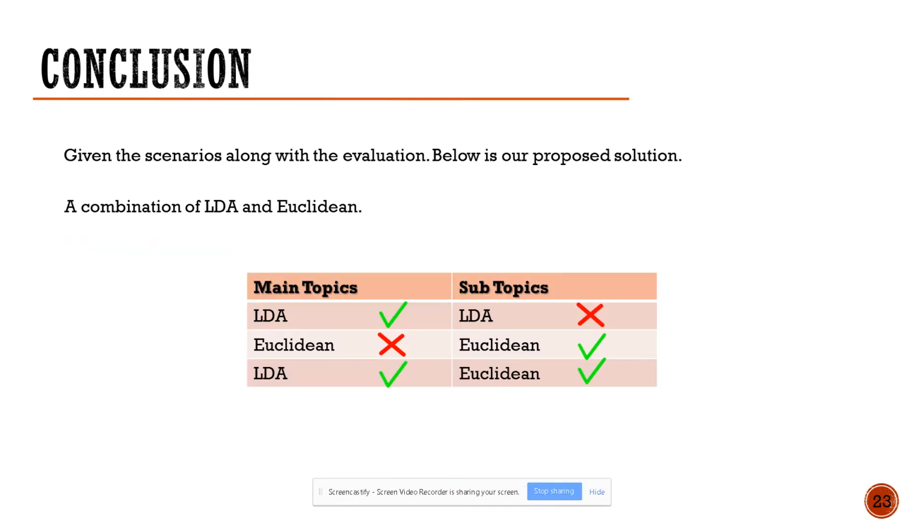In conclusion, we would like to propose LDA on main topics and Euclidean on subtopics. The reason being, LDA did a good job in identifying generic topics and giving the dataset a general structure at the initial phase. However, when it comes to the second level of analysis, being specific and detailed is the key. In this stage, Euclidean, which is also the hierarchical clustering, did a better job than LDA.